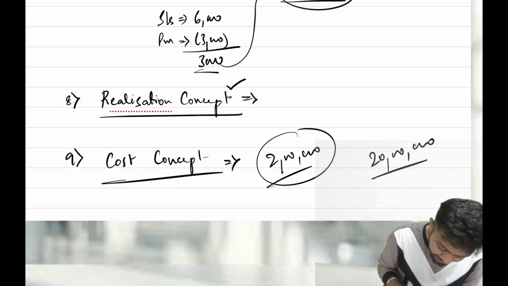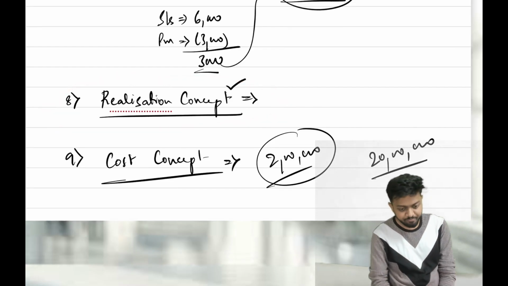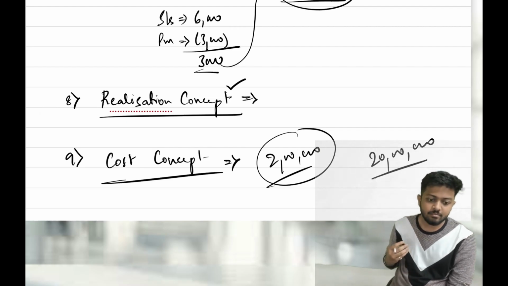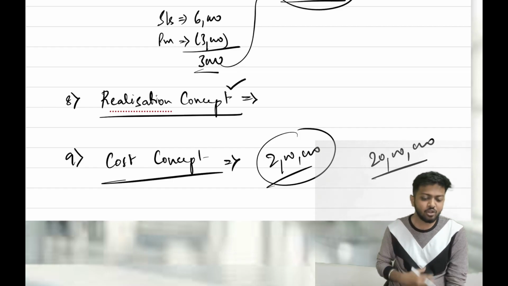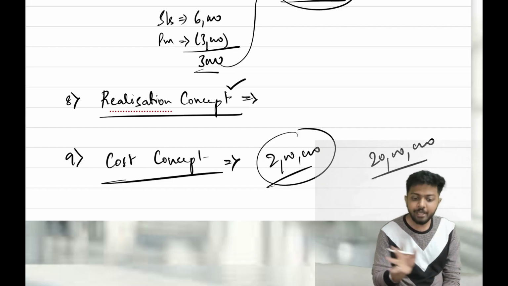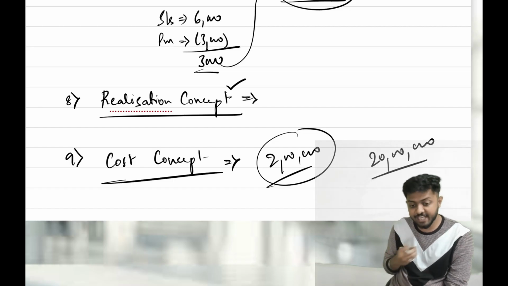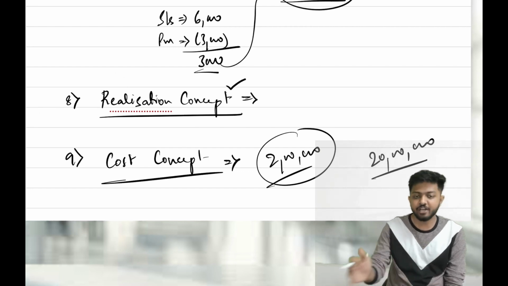And next we have realization concept. What did we learn in realization concept? That you have to recognize something as income only when the income is realized. Okay, that means what they are emphasizing is notional profits should not be booked. That's what they emphasize. Profits which have been realized and which has come in cash, or which will pakka come in future. Pakka.